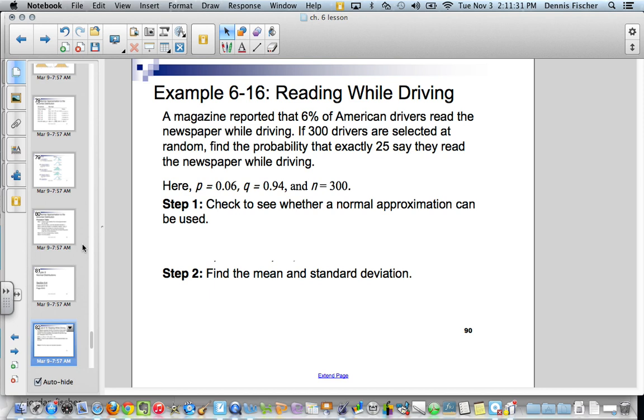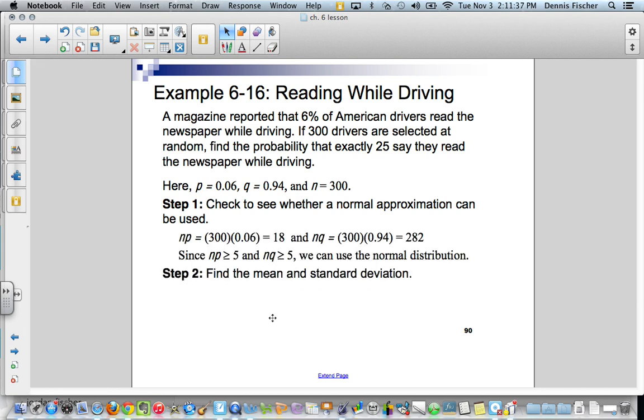So the first thing we're going to do on this problem is check to see if it's a normal approximation. And what I mean by that is this. N times p: 300 times the probability of success. 300 times 0.06 is 18. Is it greater than or equal to 5? Yes. Other one, n times q.